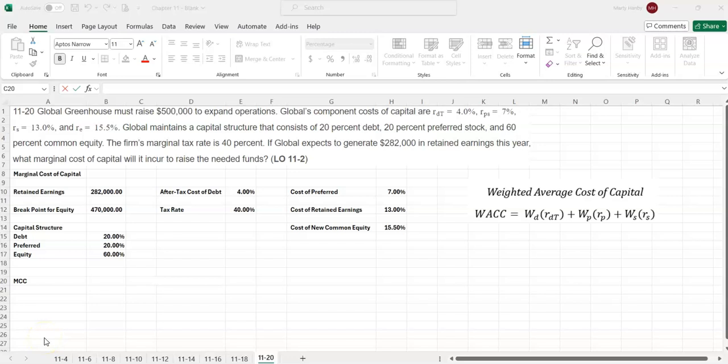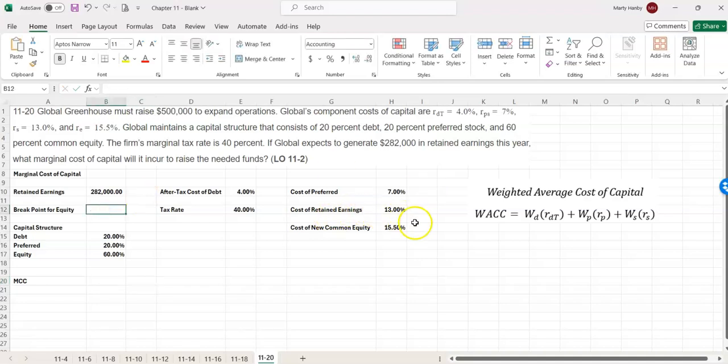Okay, this is problem 20 from chapter 11 of CFIN7. This is a marginal cost of capital question. Remember that the marginal cost of capital is the same calculation as the weighted average cost of capital. We just need to determine which costs we're going to employ when we do the marginal cost of capital calculation. So in this case, it will be either retained earnings or new common equity, the cost of new common equity.